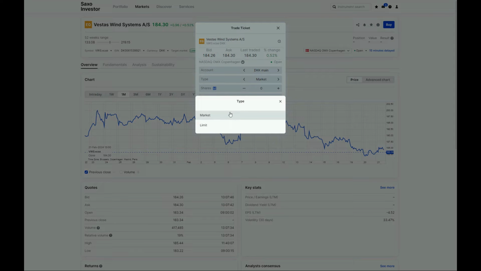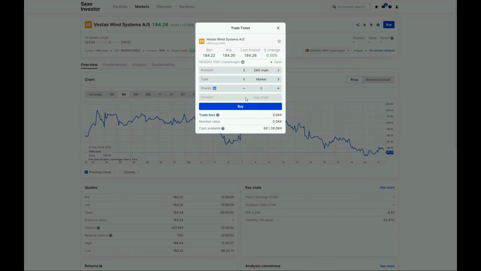So what is a market order and what is a limit order? Well, a market order, you're basically telling Saxo, I want to buy this stock, a certain amount of shares in this stock, for the best possible price that you can find in the market. So if I press market, let's say do 1 share and press buy, then you're sending a signal to Saxo systems that says, go out and find 1 share in Vestas at the best possible price in the market.